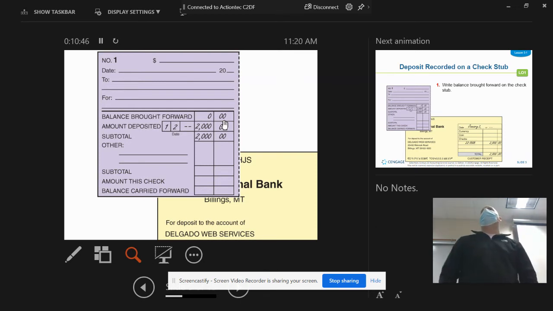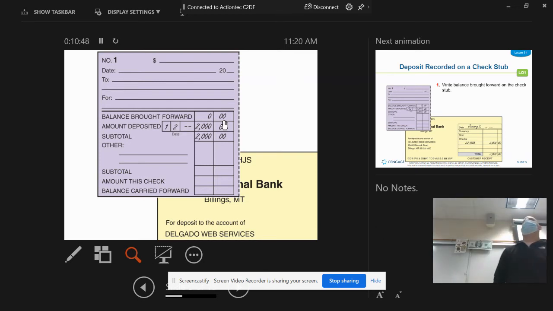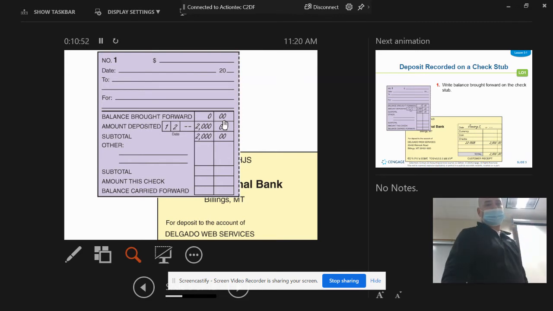It doesn't really say. But my balance brought forward was zero, and I deposited how much? $2,000 on this date, January 2nd. Okay, $2,000. Therefore, my new balance, or my subtotal, is $2,000.